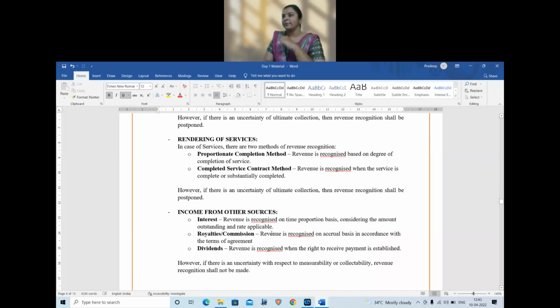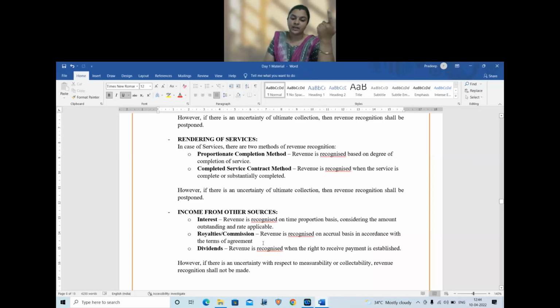Say for example, there is an agreement for commission receivable, and if suppose the commission is not paid on this particular date, interest will be recovered along with that commission. Commission is based on agreement, whereas interest will be based on time. Okay, so this is the first thing, which is time based.